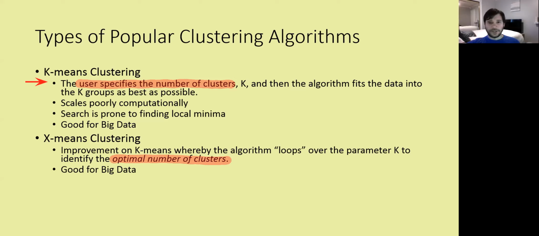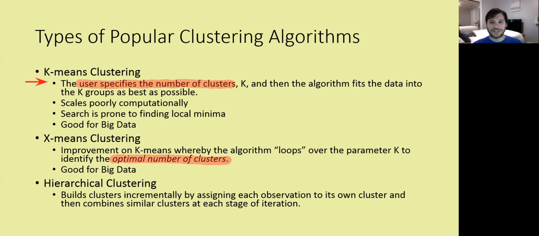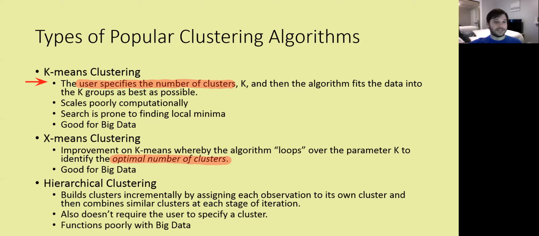The last type of clustering we're going to talk about very briefly is hierarchical clustering, which builds clusters incrementally by assigning each observation to its own cluster, and then combines similar clusters at each stage of iteration. It also does not require the user to specify the number of clusters, which is, again, a big benefit over clustering in the form of k-means. However, it tends to scale poorly in big data applications.